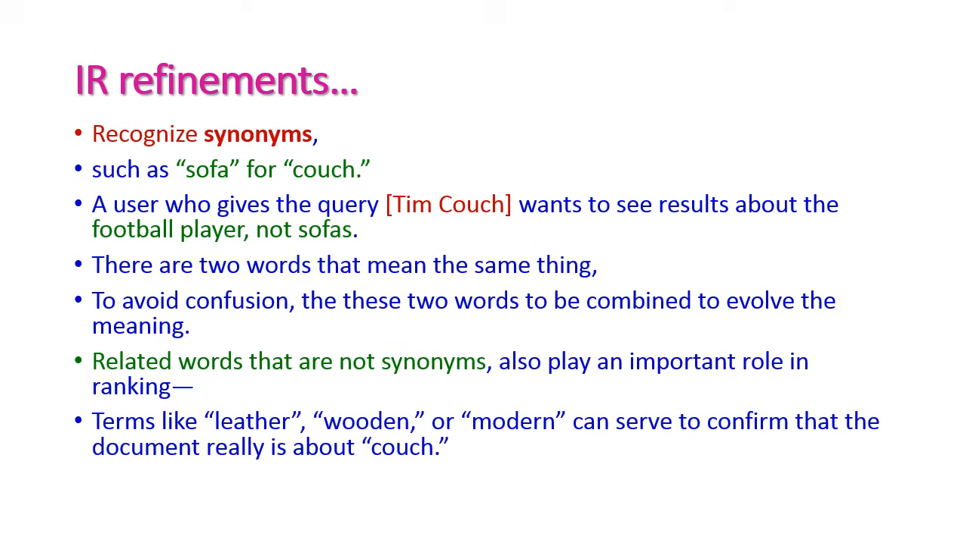The next one is recognizing synonyms. For example, instead of coach we can use sofa, isn't it? Both are the same only. But suppose we want to search for team coach using a query; here we are searching only for the football player, not the sofas, right? Because this coach is a noun related to a person here, and two words may have the same meaning. To avoid such confusions, these words should be combined to evaluate the original meaning of the sentence, right?